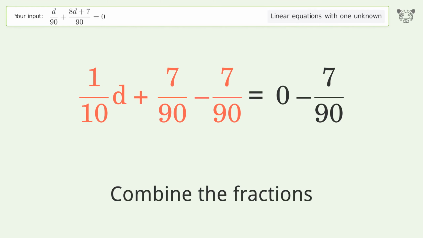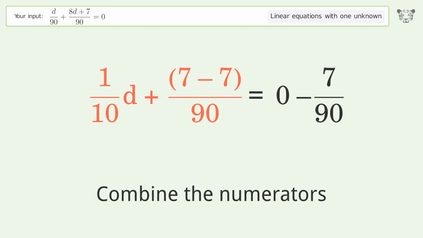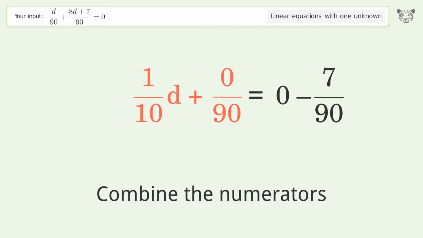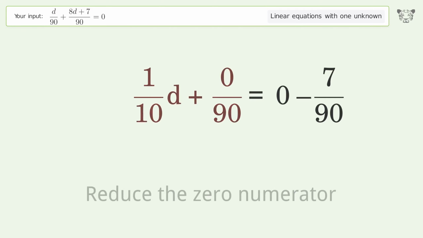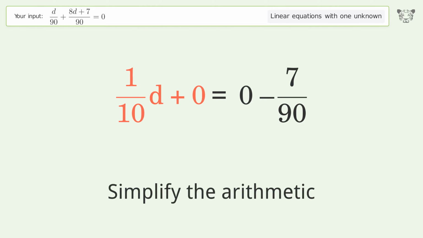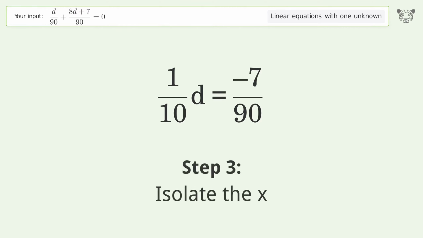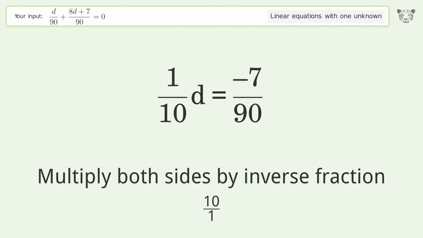Combine the fractions. Combine the numerators. Reduce the zero numerator. Simplify the arithmetic. Isolate the x. Multiply both sides by inverse fraction 10/1.